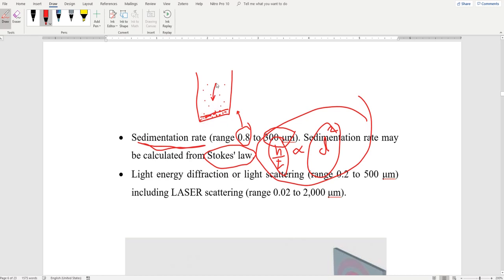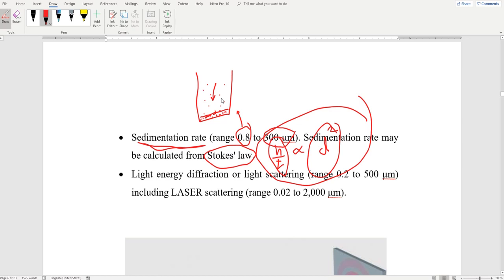Now, if the particles are very small, the sedimentation is not free. The reason is that the particles are very small and the liquid in which the particles are suspended has molecules. Any liquid is composed of molecules. So the molecules of the liquid surrounding the particles, because it's a liquid, are always moving.